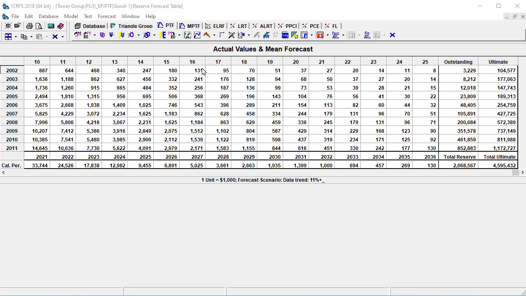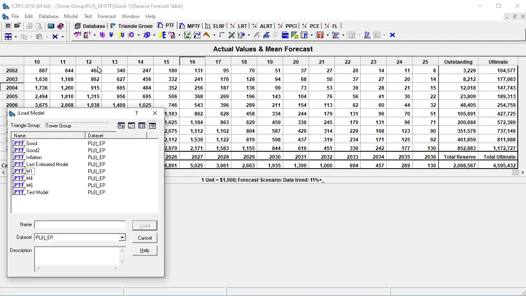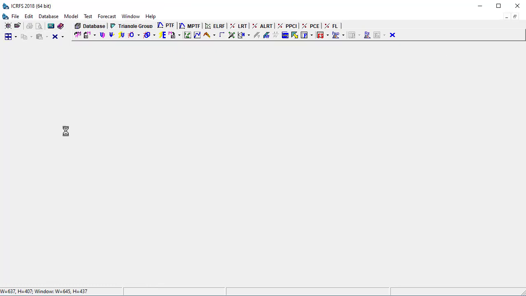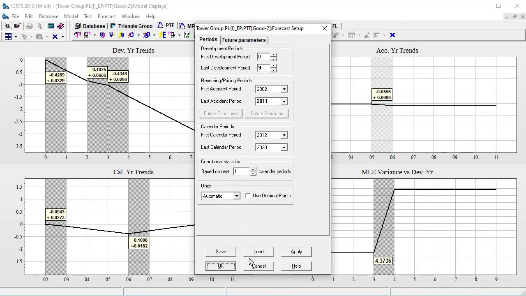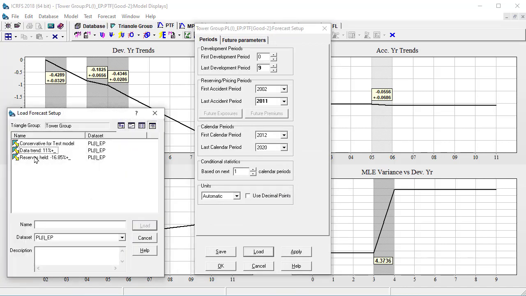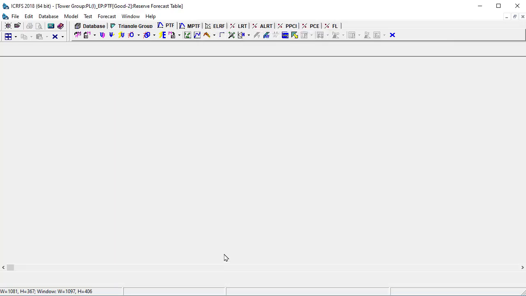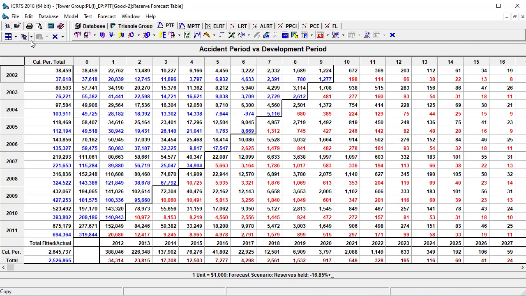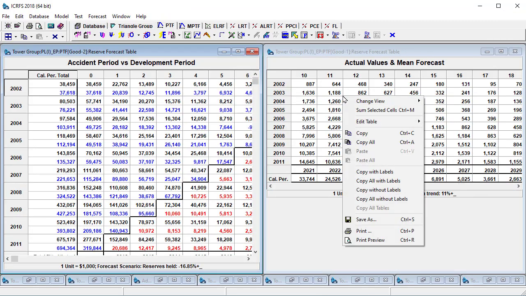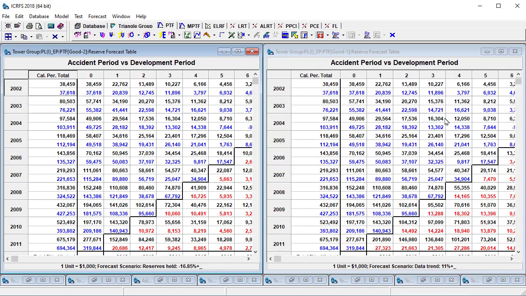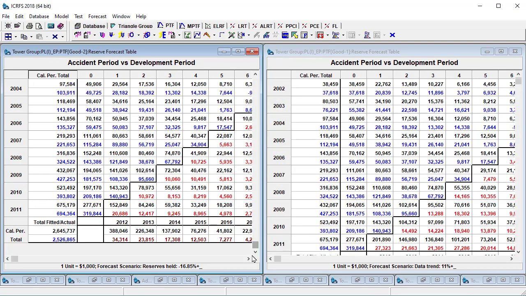Let's now open the model in a new window so we can make some comparisons side by side. So what we'll do is load Good again. And this time we'll run a forecast called reserves held. And what we do for that is get that forecast table. We'll now minimize it side by side. And I'll just change this back to showing the normal table so we get the whole fitted distributions.